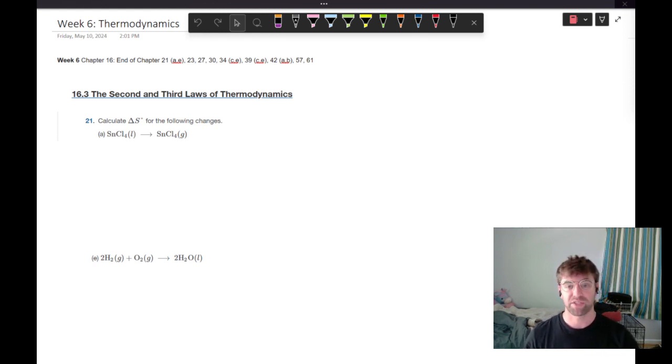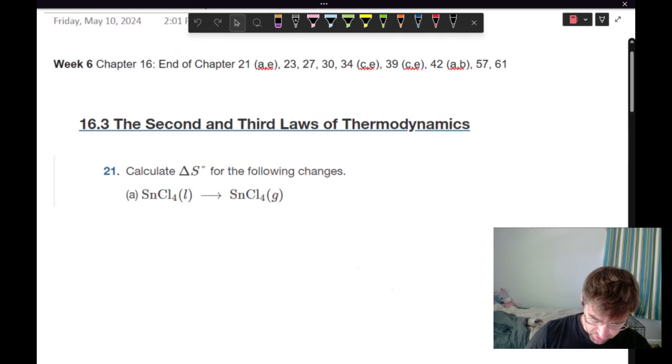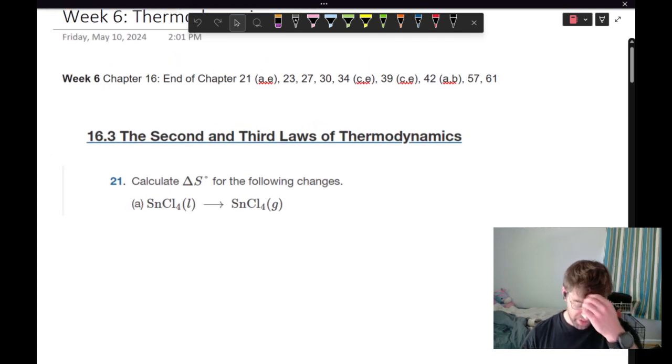This is the week 6 topic, so we're going over thermodynamics and a couple specific topics, including entropy, enthalpy, and Gibbs free energy. First question we're looking at here, second and third law of thermodynamics, calculate delta S naught.